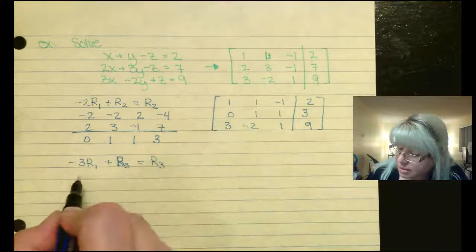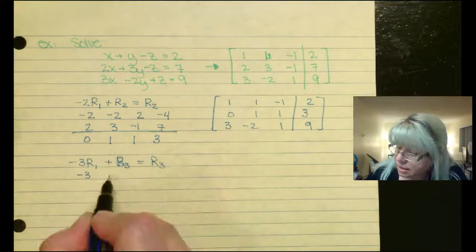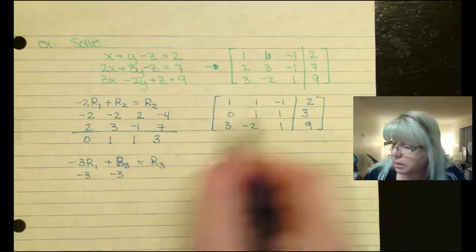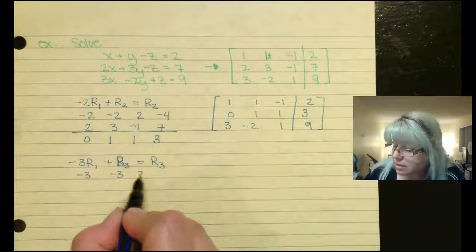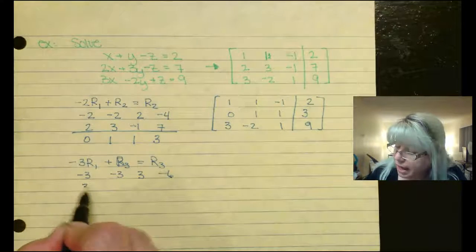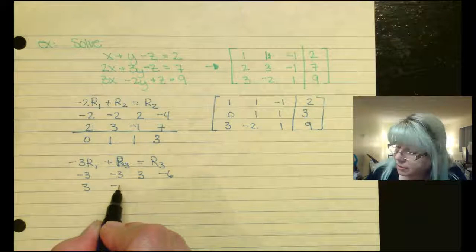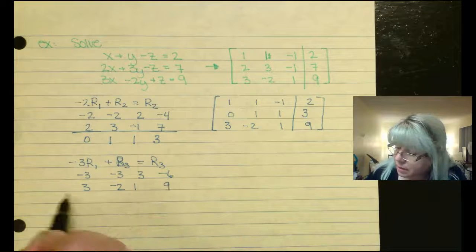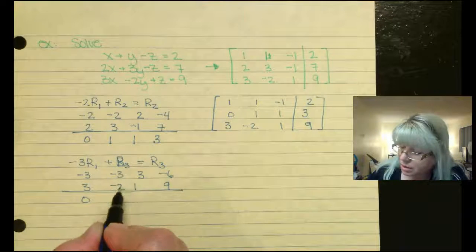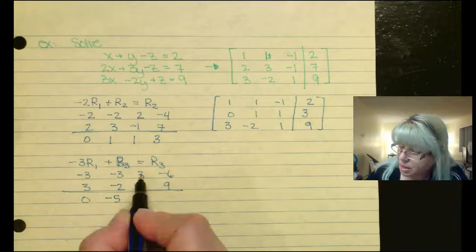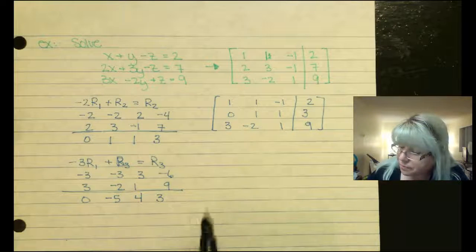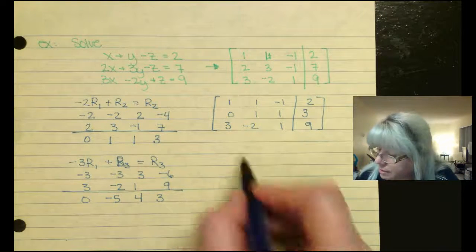Okay. Multiply. Negative 3 times 1 is negative 3. Negative 3 times negative 1 is positive 3. Negative 3 times 2 is negative 6. I'm going to add it to row 3. 3, negative 2, 1, 9. There we go. All right. Negative 3 plus 3 is 0. Negative 3 minus 2 is negative 5. 3 plus 1 is 4. And negative 6 plus 9 is 3. So that goes back into row 3.